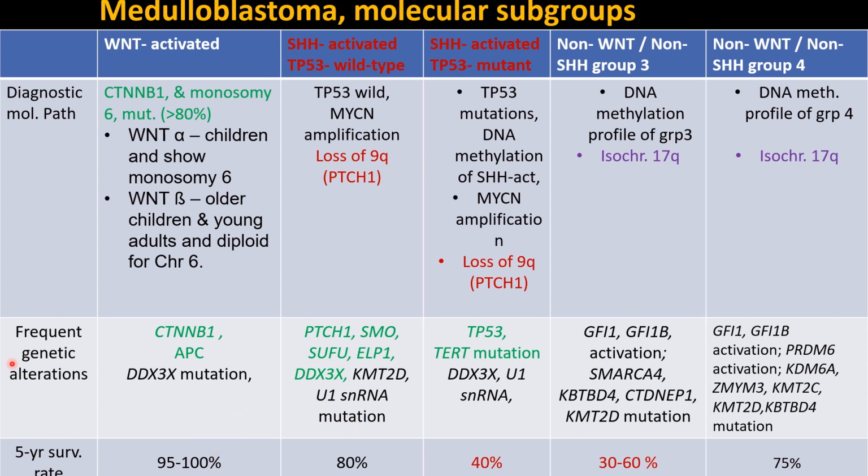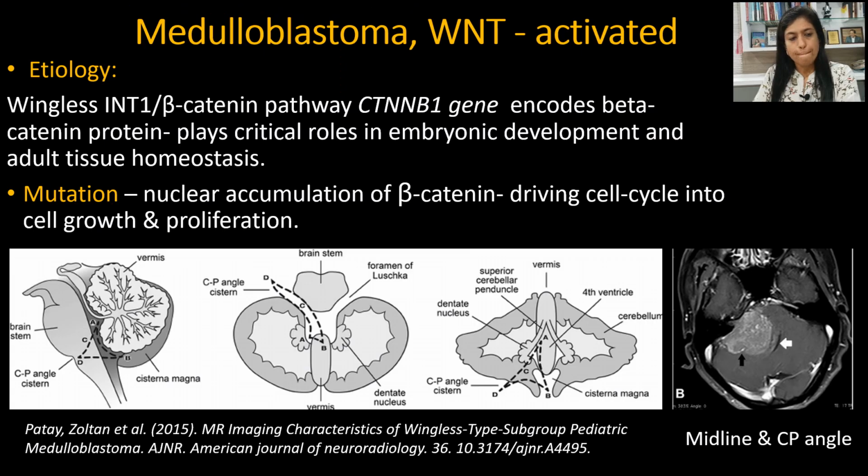So what I want to highlight here is, let us go to medulloblastoma Wnt activated. So it is the wingless INT beta catenin pathway. Now this is the CTNNB1 gene which encodes the beta catenin protein, and it plays a critical role in embryonic development. So these progenitor stem cells are located in the vermis, and during embryogenesis they are known to migrate to the peripheral part. So whenever there is activation of the beta catenin pathway, these tumor cells will get stuck at that place.